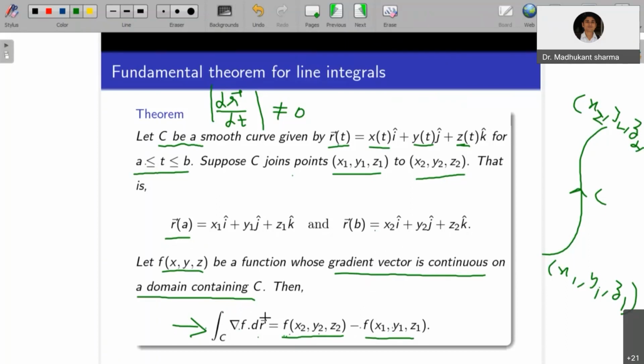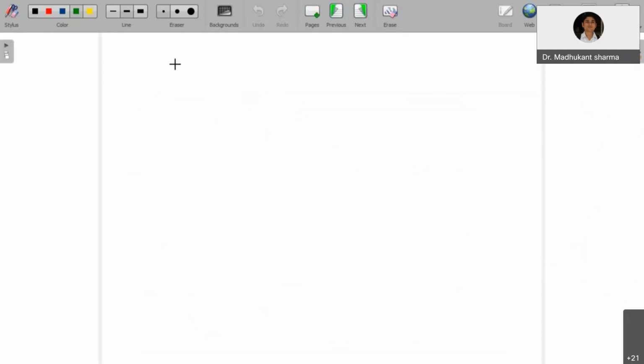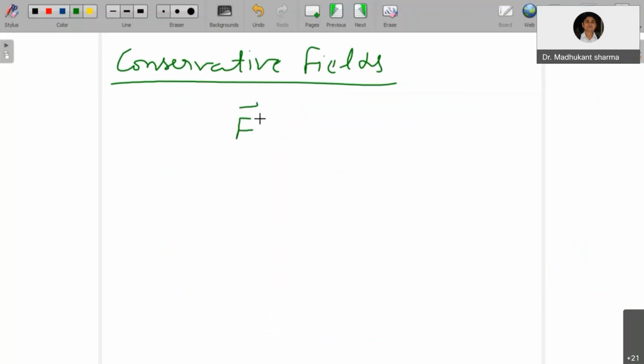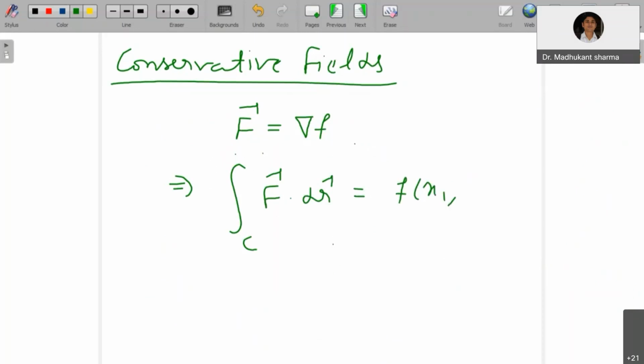In other words, we have already learned the concept of a conservative field. Suppose you analyze that F is conservative, meaning there is a scalar valued function f such that F equals gradient of f. Now if this happens, then the integral over C of F dot dr can be directly evaluated as f at the end point x2, y2, z2 minus f at the starting point x1, y1, z1.